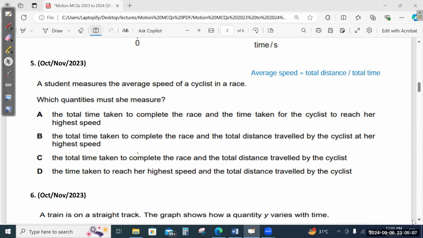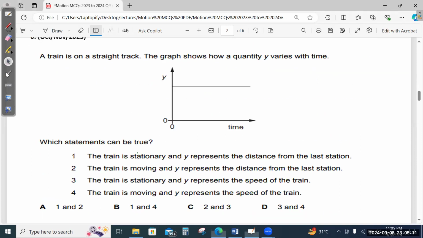So next is question number 6. Question number 6 is that a train is on a straight track. The graph shows how a quantity y varies with time. This is the graph, and this statement can be true. Okay, I will give you one hint here.